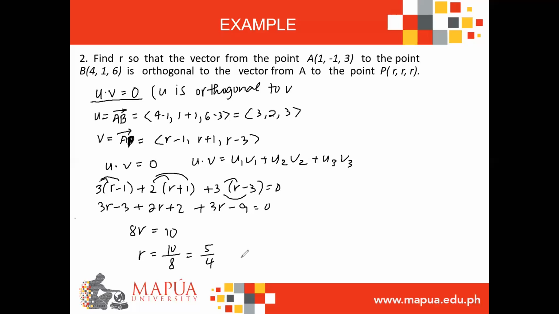So this is how we solve for r using the concept of u dot v, because it says in the condition that the vector from point A to point B is orthogonal to the vector from point A to point P.